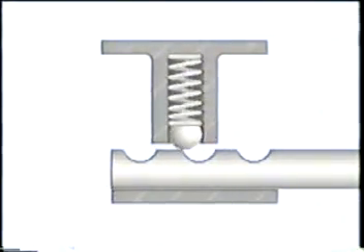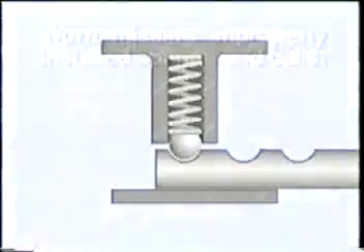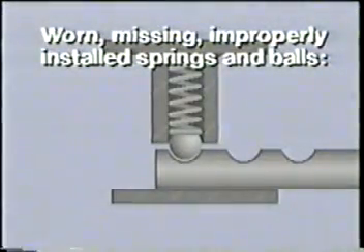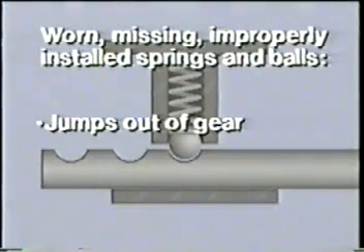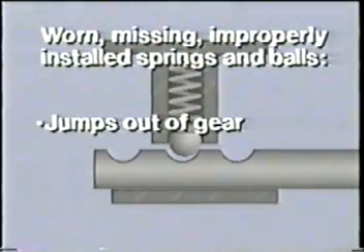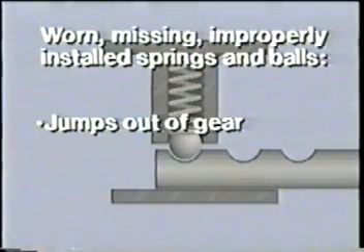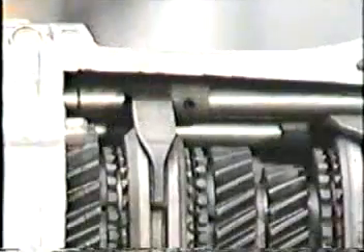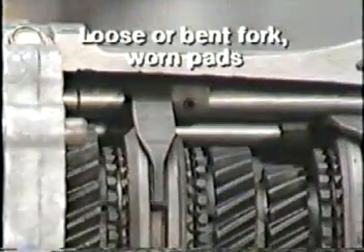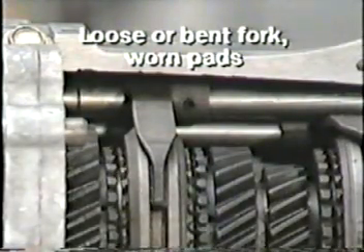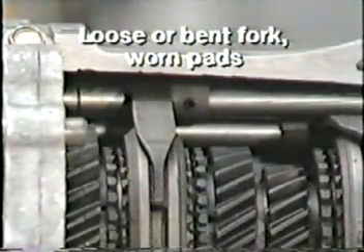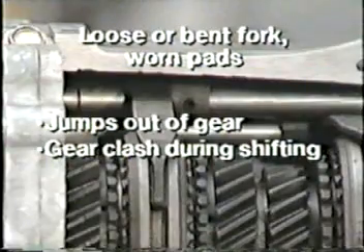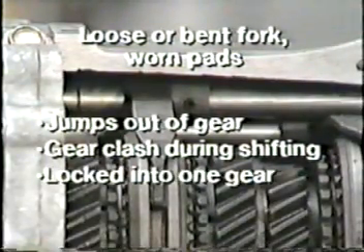If the detent mechanism is not functioning properly because of worn, missing, or improperly installed springs and balls, the transmission will have a tendency to jump out of gear. Remember that the gears affected will be limited to the shift rail which has the problem. Shift fork problems such as a loose fork on the shift rail, a bent fork, or worn shift fork pads can prevent the synchronizer from fully engaging its selected gear. The transmission may jump out of gear or clash gears during shifting or lock in one gear.